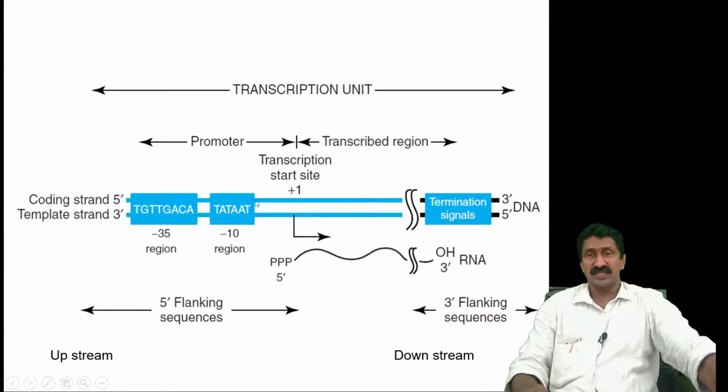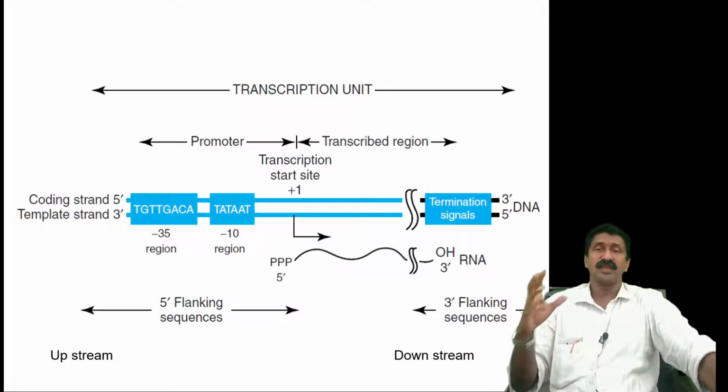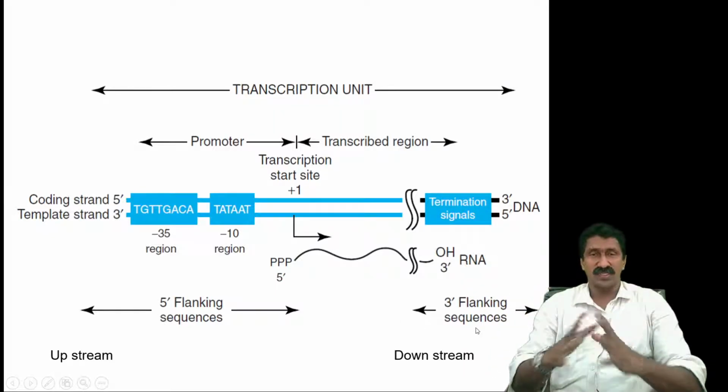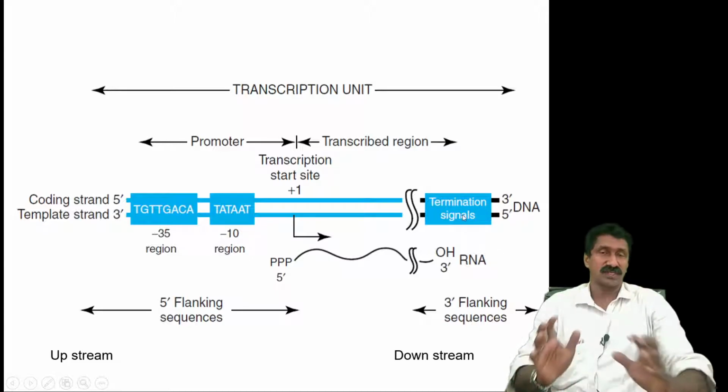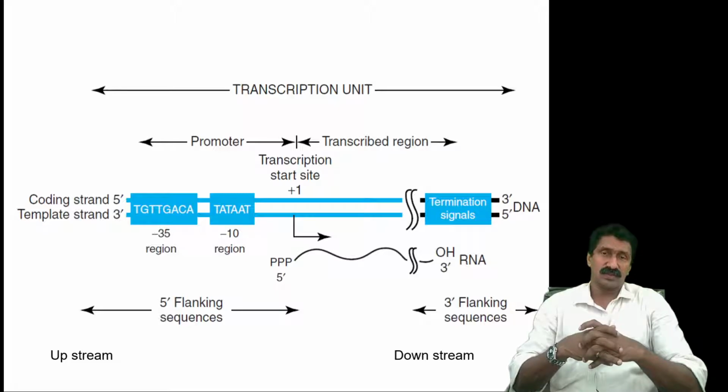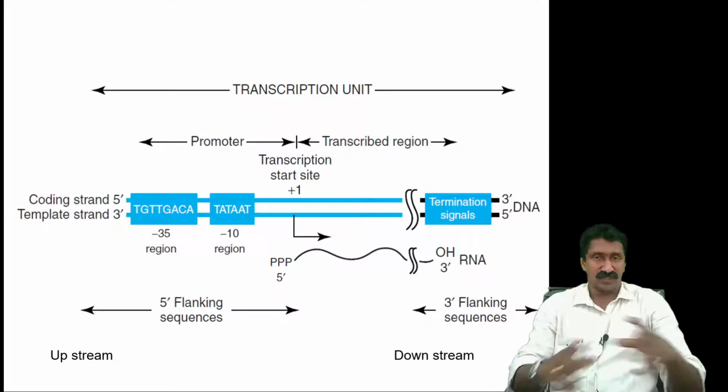TATAAT is the -10 region. TTGACA is the -35 region, and this is the coding strand. This is the template strand represented here, and from the template strand the mRNA is copied, starting from the start point, and it ends at the termination signals. Then the upstream flanking sequences, the sequences behind the +1 region, are the 5' flanking sequences, and there are 5' untranslated regions, UTRs. Including the termination signals, there are also 3' flanking sequences, or 3' untranslated regions, in the transcription unit. So this is the general structure of a transcription unit in a prokaryotic system.